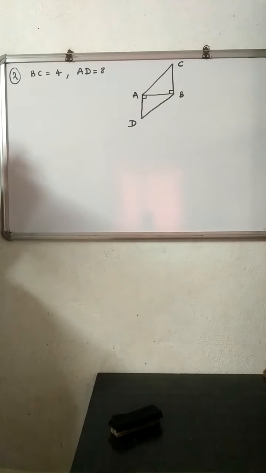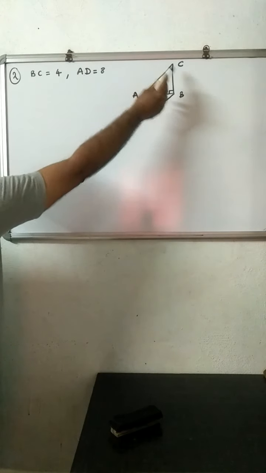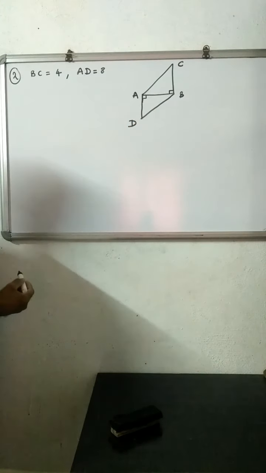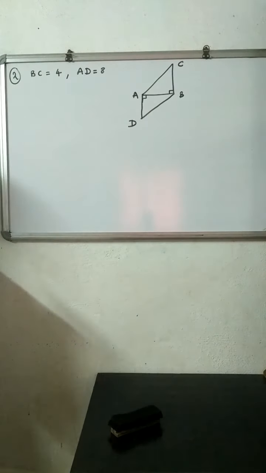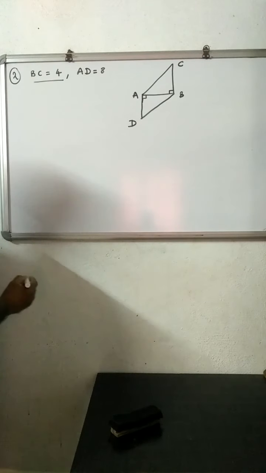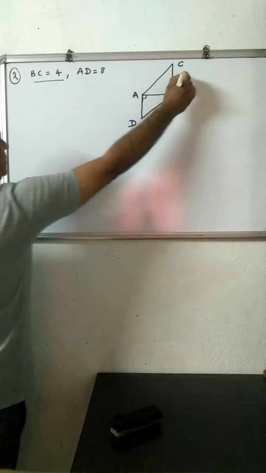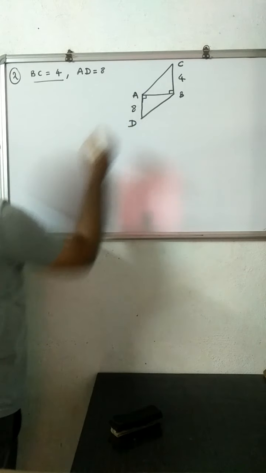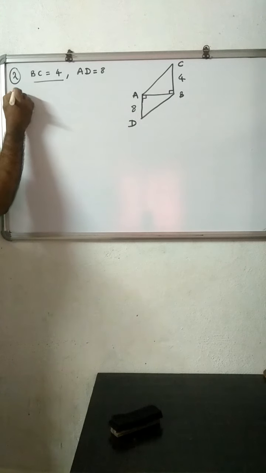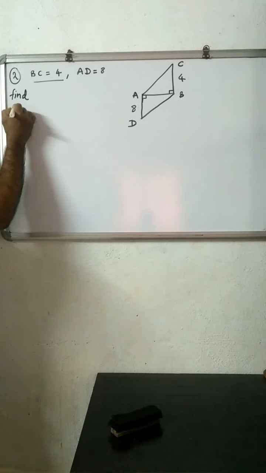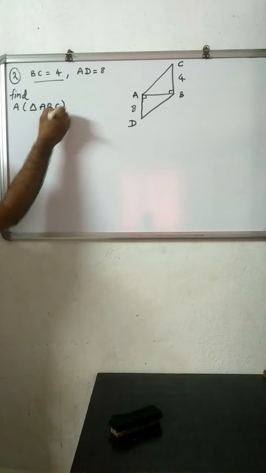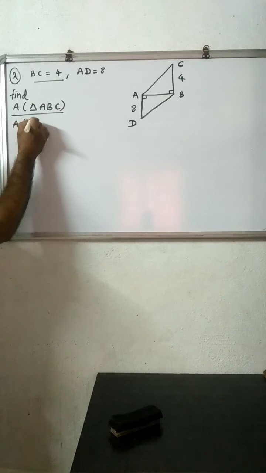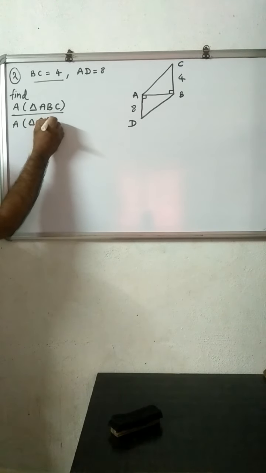Second example. In the given figure, BC is perpendicular to AB and AD is perpendicular to AB. BC is given as 4 units and AD is given as 8 units. You have to find the ratio of area of triangle ABC upon area of triangle ABD.